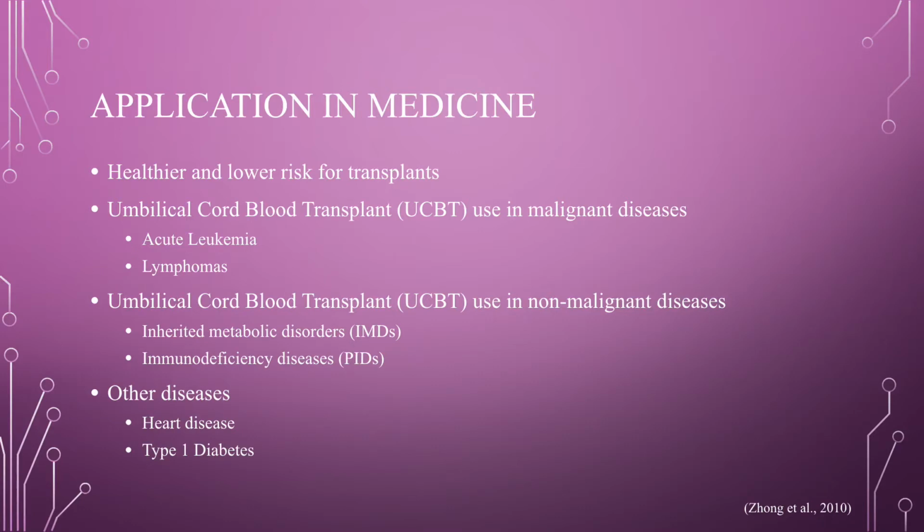UCBT are used for treatment of malignant diseases such as acute leukemia and lymphomas, and non-malignant diseases such as inherited metabolic disorders, which are typically a result of a single gene dysfunctional enzyme. However, these stem cells can also be used in other diseases such as heart disease or type 1 diabetes. One fun fact I wanted to share with you guys is that if an individual suffers from a heart attack and survives, these stem cells could be essential for replenishing damaged dead heart cells.